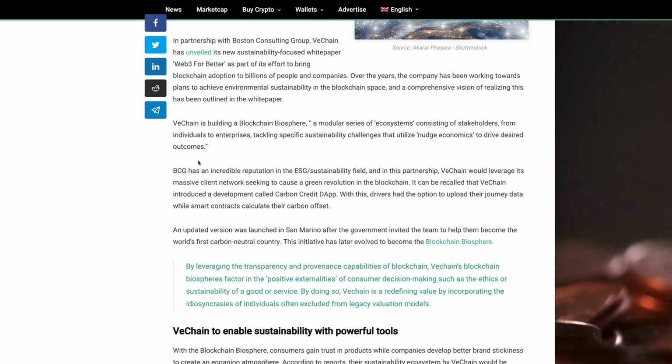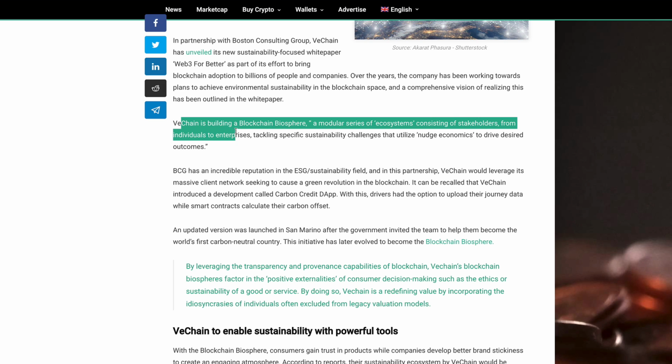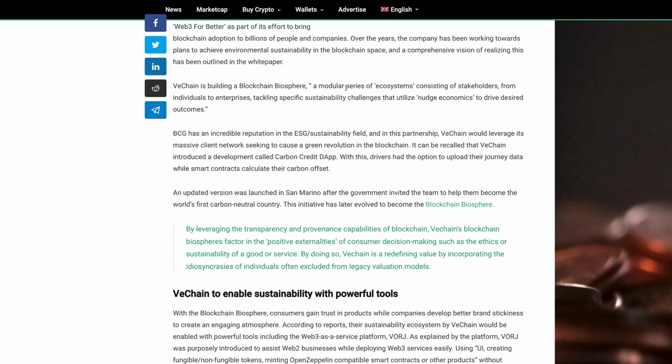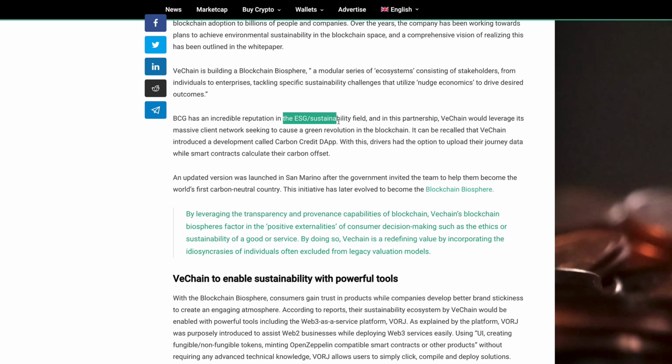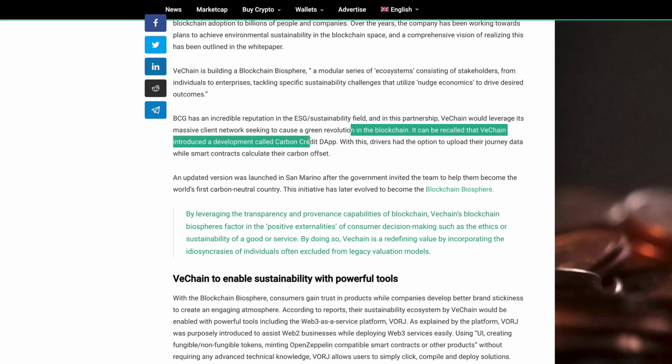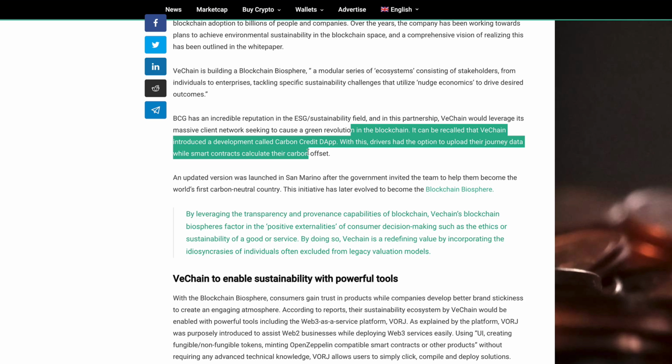So just to give you guys a bit of information on this, Vechain is building a blockchain biosphere, a modular series of ecosystems consisting of stakeholders from individuals to enterprises tackling specific sustainability challenges that utilize nudge economics to drive desired outcomes. And this is all going to be tracked on the Vechain blockchain. There's been a push for ESG and in the sustainability field. Well, Vechain would leverage its massive client network seeking to cause a green revolution in the blockchain. It can be recalled that Vechain introduced a development called Carbon Credit DApp. With this, drivers have the option to upload their journey data while smart contracts calculate their carbon offset.